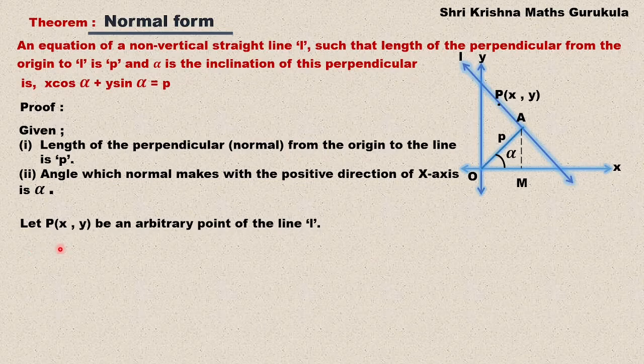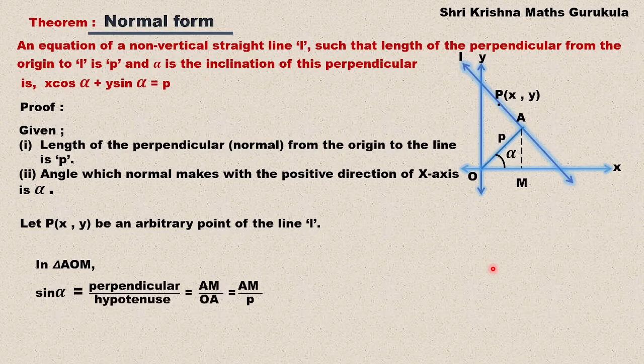So this is an arbitrary point. Now I am considering triangle AOM. Are you checking this? Yes, we are considering triangle AOM. Now this is the height, correct? This perpendicular is the y coordinate of this point. And what do you think this is? OM. OM is the x coordinate of the point A, correct?